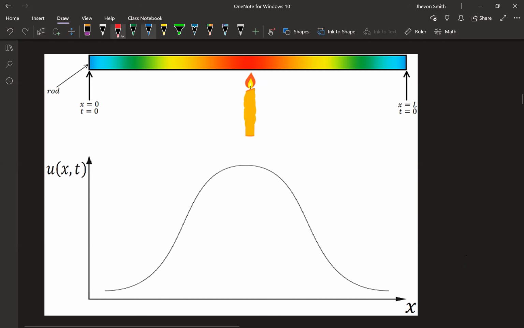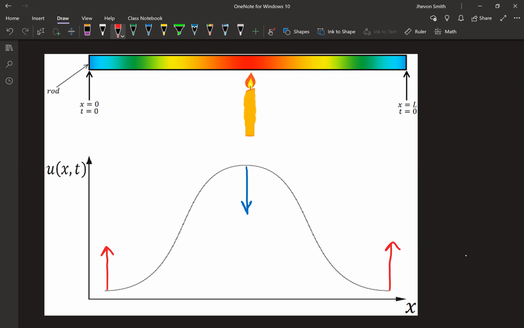Well, for one, I expect the hottest parts, especially if I start to remove the heat source after a while, to cool down as they start distributing heat towards the endpoints. I also expect the endpoints to start heating up, right? Now, this is overall the picture.